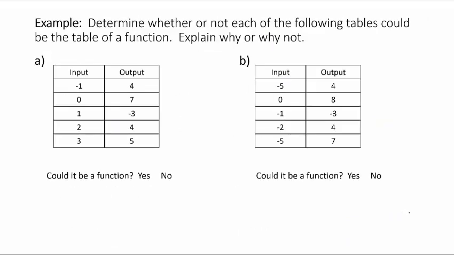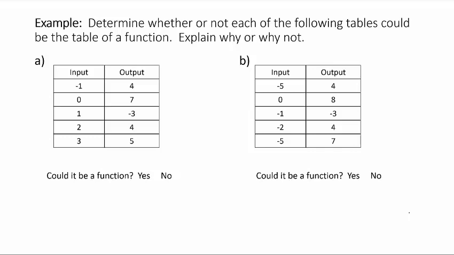Now, along the same lines, this is the same kind of problem, it just looks a little bit different. In this case, we're trying to determine whether or not each of the following tables could be a table of a function and explain why or why not. In both of these examples, we've got a table of values, and essentially it's the same thing as having a set of ordered pairs. In this first example, I've got a column of inputs and a column of outputs. So that's the same thing as saying, okay, (-1, 4) is a point on this function, (0, 7) is a point on the function, (1, -3), etc.